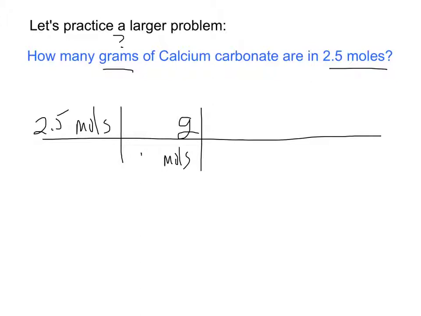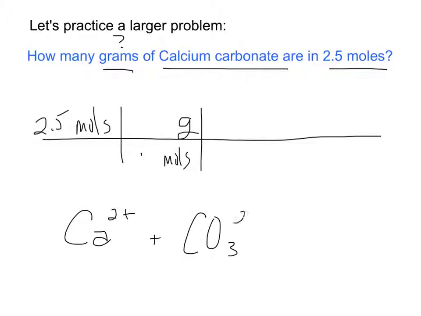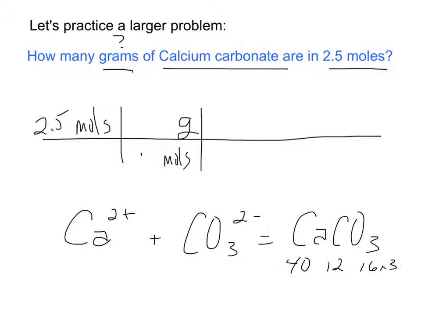And just from looking at my periodic table here, I've got 2.5 moles of calcium carbonate. Calcium, 2 plus charge. Carbonate is one of my polyatomic ions, 2 minus charge, that equals calcium carbonate. I know that calcium weighs 40 grams. I know that carbon weighs 12 grams. And I know that this is 16 times 3, my oxygen. If I add all that up, I know that there's 100 grams in 1 mole of calcium carbonate. Now, I'm at the unit that I want to be at, grams, so I'm done.